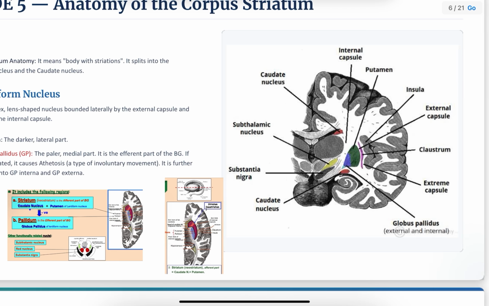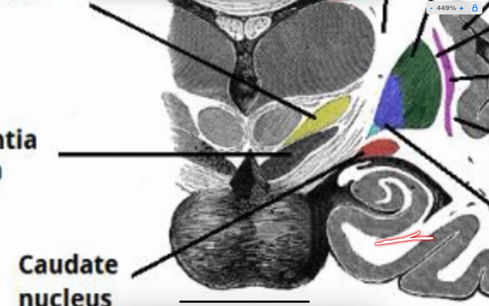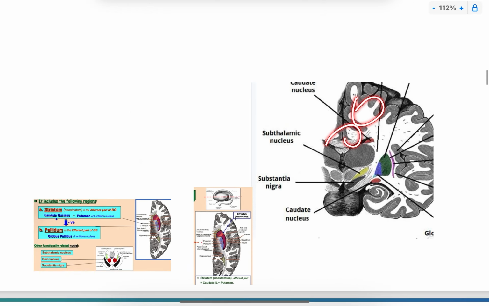Here we can see the external capsule on the outside, the internal capsule, which will be medial to it, and the lentiform nucleus, formed of the putamen and the globus pallidus, external and internal. You can see these two colors, external and internal.